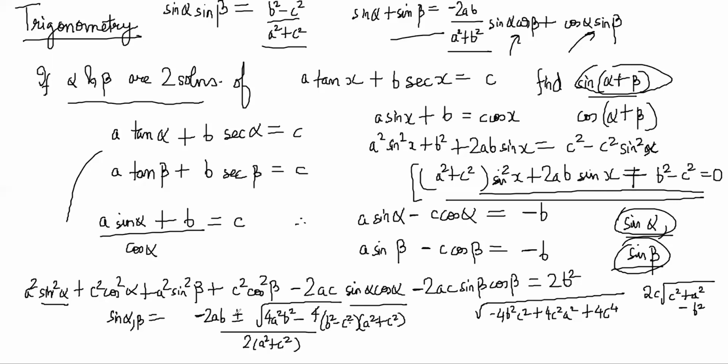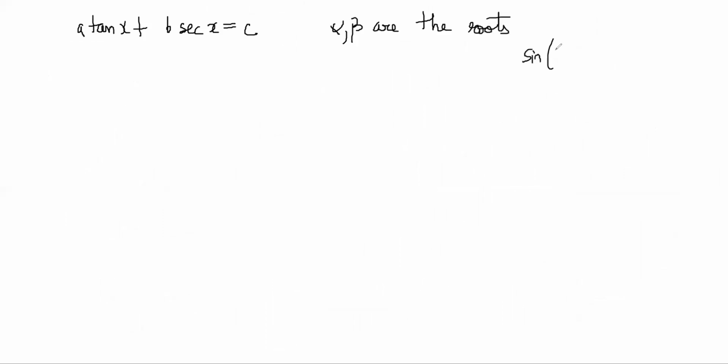But this is annoying. The problem is that it's annoying to do. I am hoping for finding a simpler solution. You realize that it can be done, but it's annoying to do. This is the equation, no? Alpha, beta are the roots. We have to find sine of alpha plus beta.